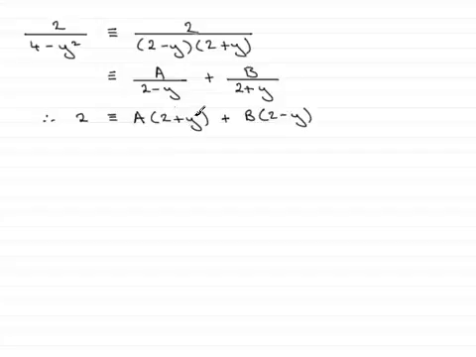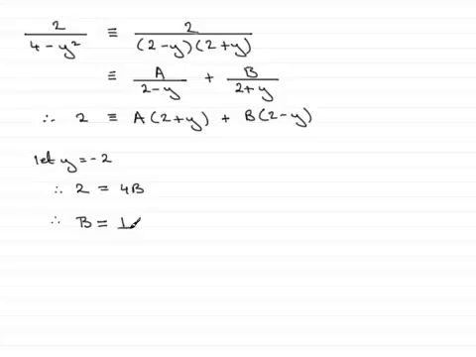So in this case, for this bracket, I'd let y equal negative 2, so we say let y equal negative 2, and that gives 2 equals, and as I say, 2 minus 2 is 0, nothing times a is nothing. Here we've got 2 minus minus 2, so that's 4b. So 2 equals 4b, just simply divide both sides by 4, simplify that, we get 2 quarters, which is a half.